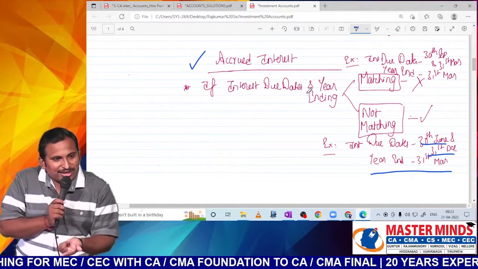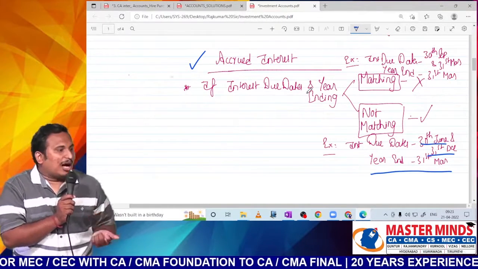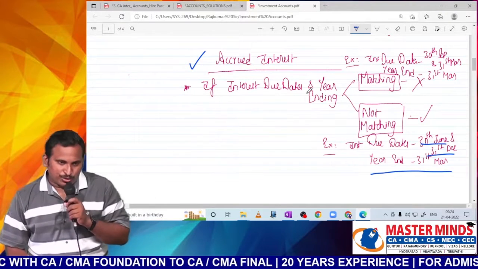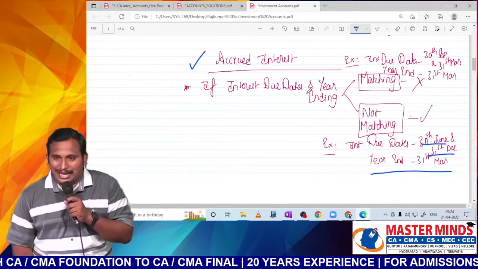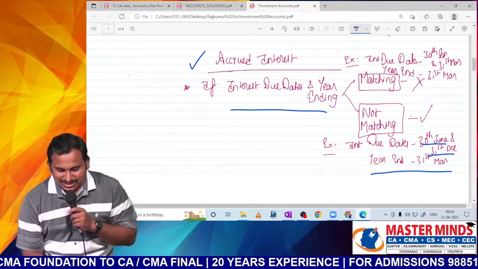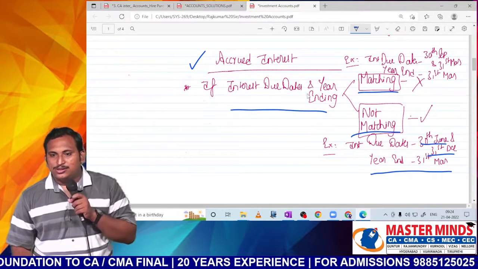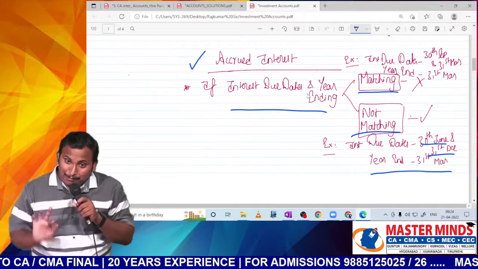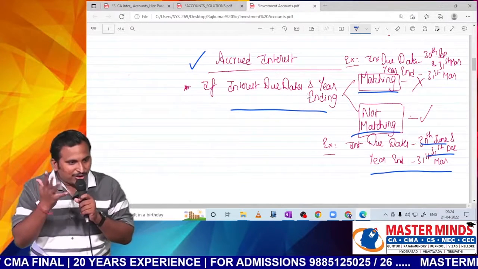It will be due on 30th June, but it is what? Accrued. So that is called accrued interest, or interest accrued but not due. Usually when it will happen, sir, just remember this statement, you will never go wrong. What is that? If interest due dates and year ending are matching, accrued interest will not be there.